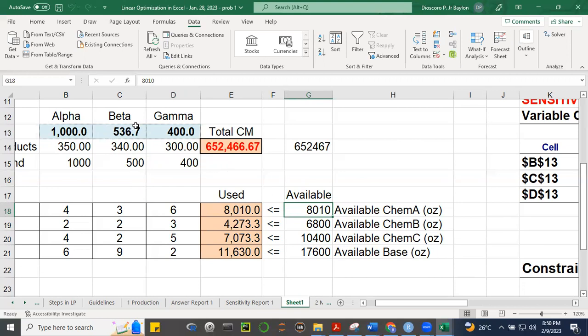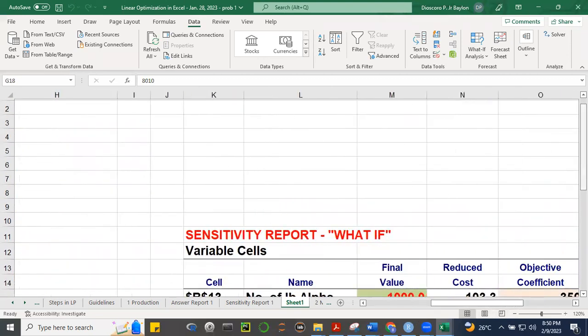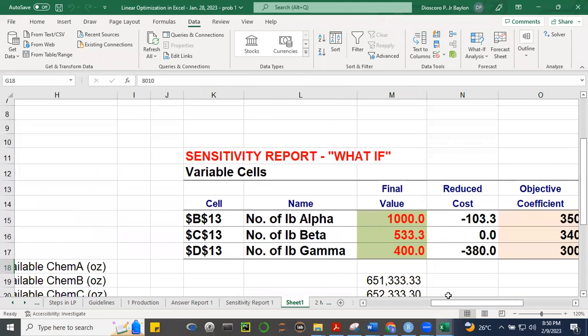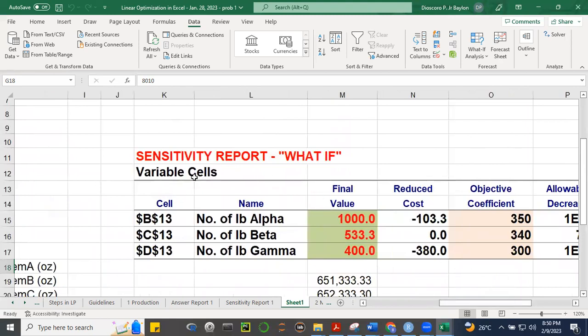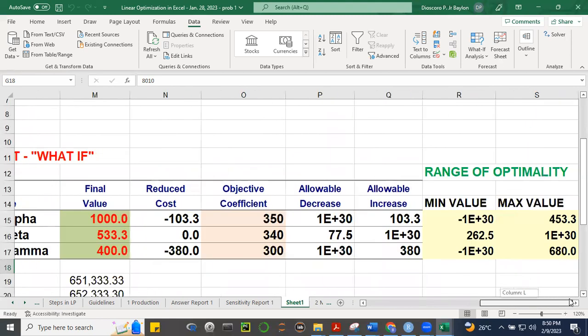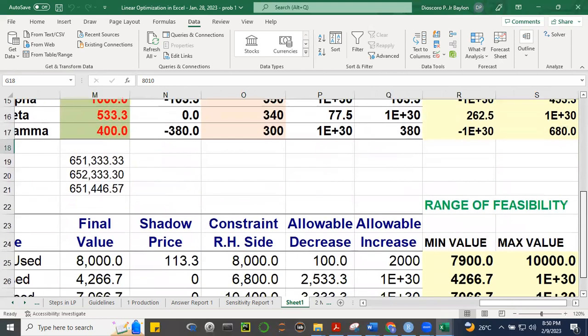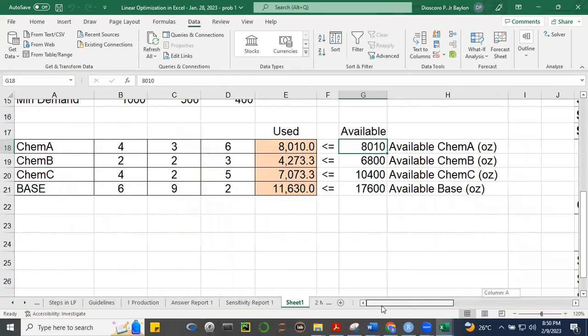Nagbago yung composition, no? Naiba na yung optimal solution natin. Hindi na pareho. Kasi kanina, ang optimal solution natin 1,533.3 tsaka 4,400. Ito iba na, 1,536 na to and 400. So, but we're not talking about the optimal solution here. Kasi ang optimal solution, tinitingnan natin dito sa variable cells yan, doon sa range of optimality. Okay? Dito, range of feasibility. Ano kaya yung range of feasibility na yan?